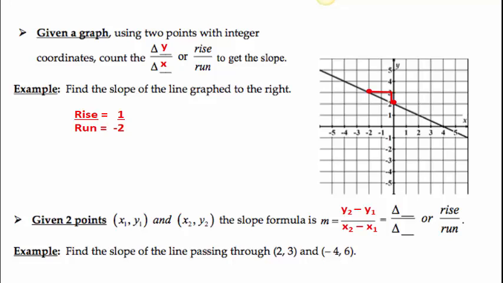And then if you're given 2 points, you're just going to use your y2 minus y1 over x2 minus x1 definition. So then if you have the points 2, 3, and negative 4, 6, you're going to do 6 minus 3 over negative 4 minus 2, which is going to be 3 over negative 6, which is going to be negative 1/2.